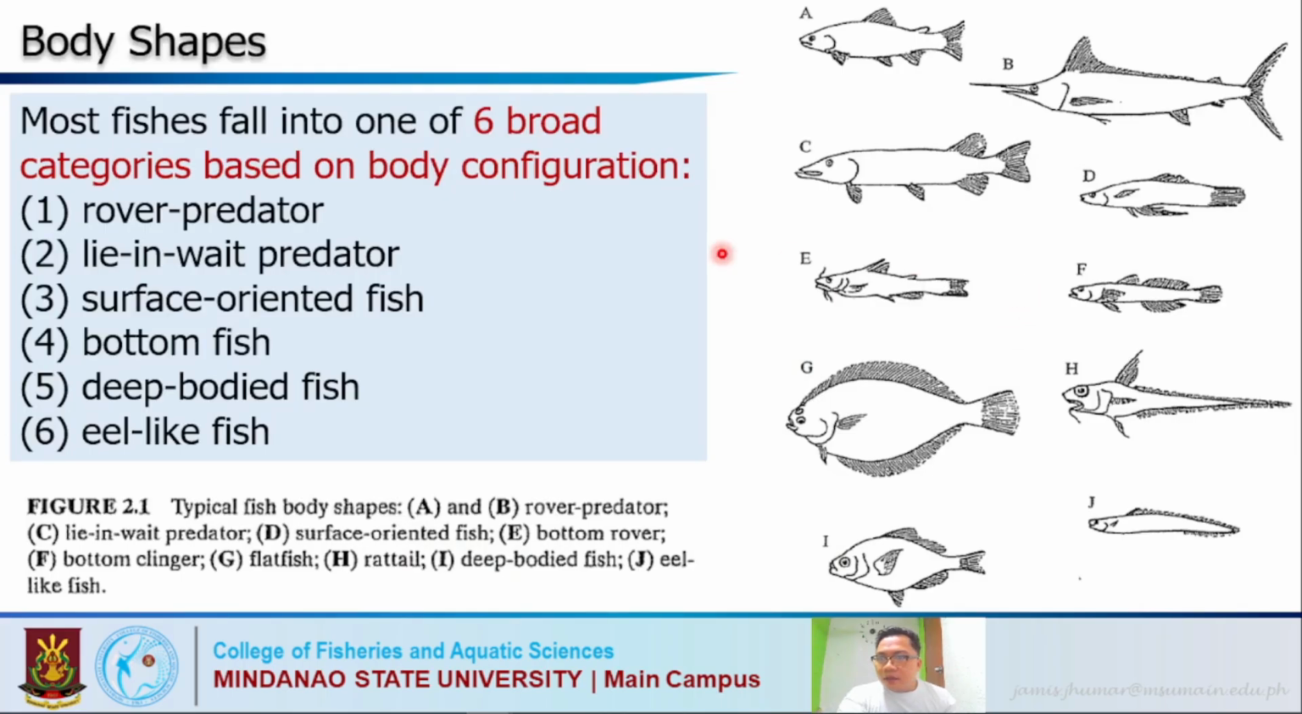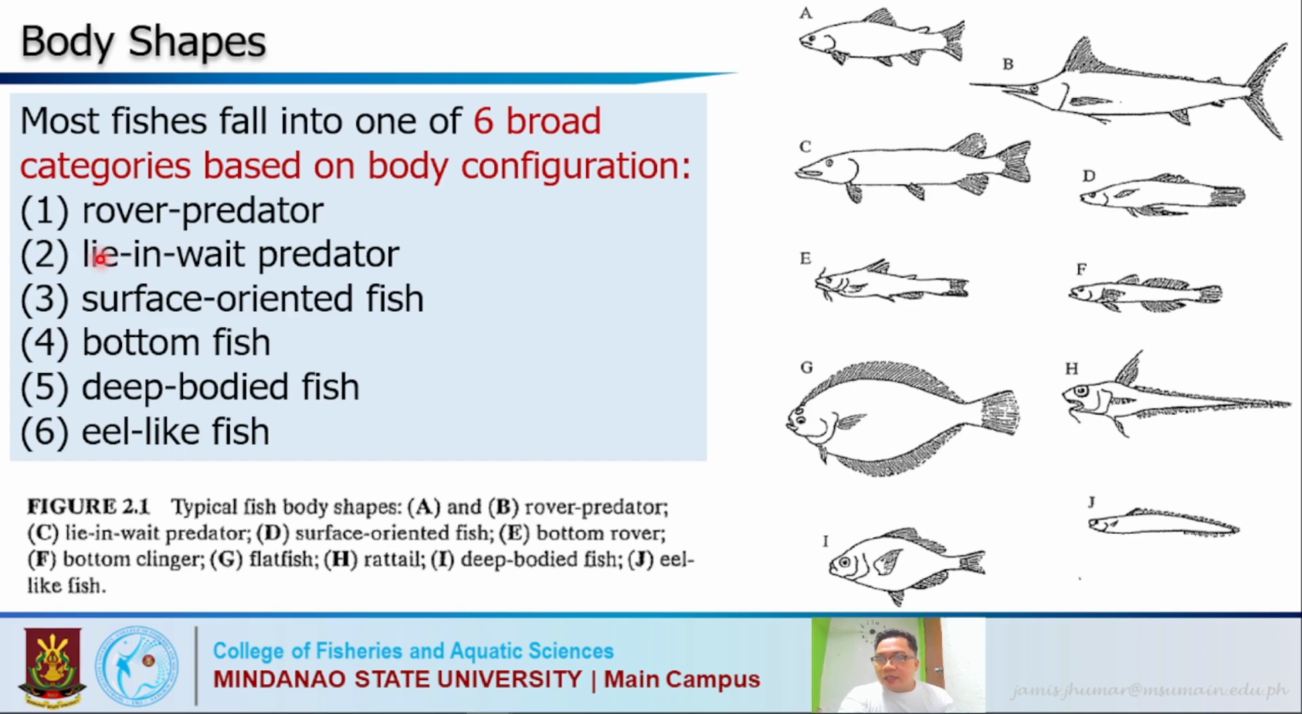And then here are the different body shapes of the six categories based on the body configuration. So first is the rover predator, as explained here in this figure 2.1, taken from the book that we are referencing. The first is A and B, which is this one and this one. This is an Atlantic blue marlin. They are considered as the rover predators. Meaning they swim fast or they are located somewhere in the pelagic region.